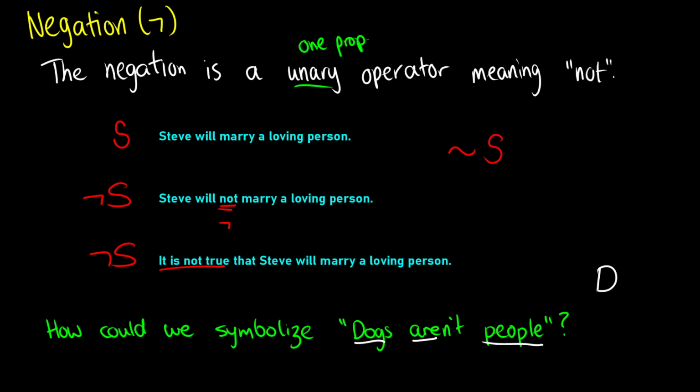Now to get the negation in that not, I'll put this in red. So this is where we use the not operator to get not D. So if you have the sentence dogs aren't people, you'd symbolize this as not D because all of your propositions should be in the affirmative, and then you use the negation to represent that not. So that's our only unary operator in propositional logic.